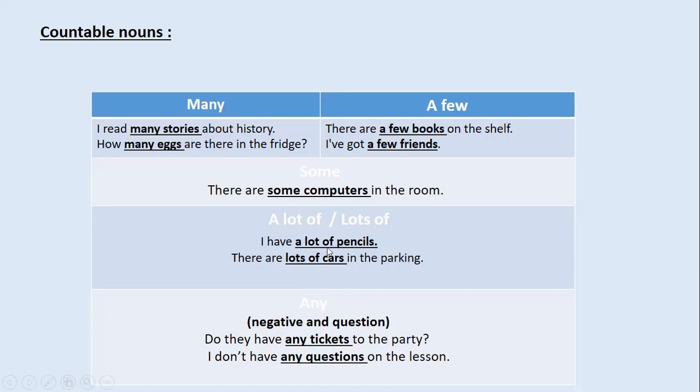طبعا لو إنه cars is an uncountable noun, he wouldn't use are. ما كان راح يستخدم لنا are. He would use is. The last word for the countable is any. Any is used for negative and questions. It is used for negative and questions.